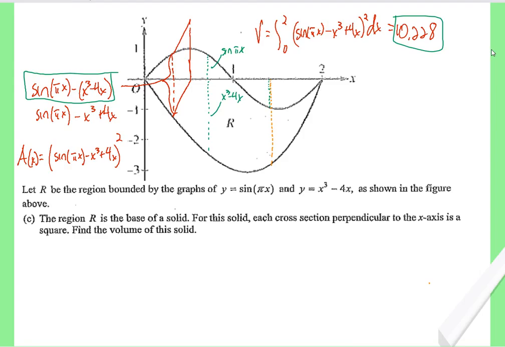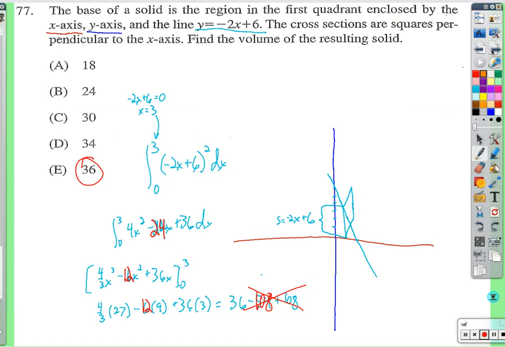Next, same kind of an idea. The base of a region is defined by blah, blah, blah. The cross sections are squares perpendicular to the x-axis. Find the volume of the resulting solid. So here we have the region defined by the three things that give us the x-axis, y-axis, and negative 2x plus 6. Any square along this region will always, the side of it will always be defined by the height of the function. So the side length is negative 2x plus 6.